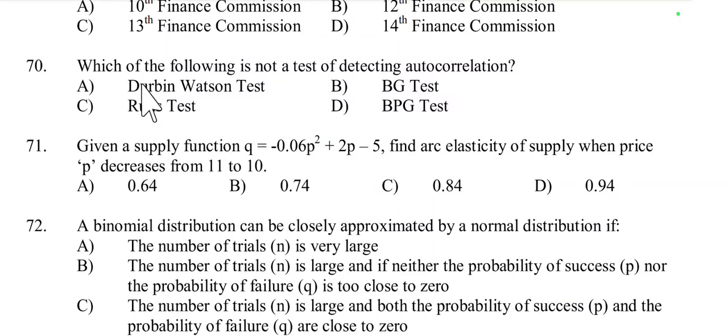Then question number 70, which of the following is not a test for detecting autocorrelation? Durbin-Watson test is used for autocorrelation, BG test is used for autocorrelation, Runs test is used for autocorrelation, but the BPG test is not related to autocorrelation. So option D is right here.